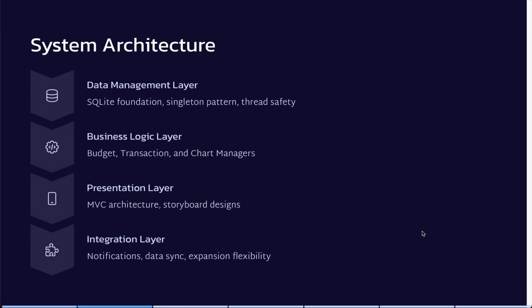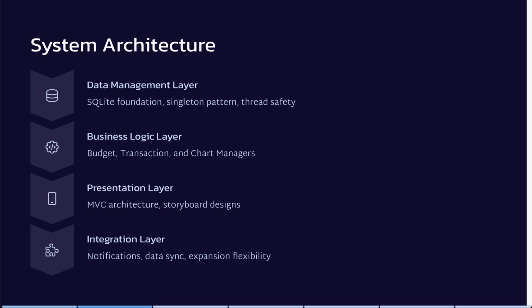Now I'll give you a quick overview of how we designed the system behind Expense Manager. We built the app using four main components. First is our data management layer. We chose SQLite for our database since it's lightweight and reliable. We also use the singleton pattern to manage access to the data, and we made sure it's thread safe, so everything stays consistent and accurate.